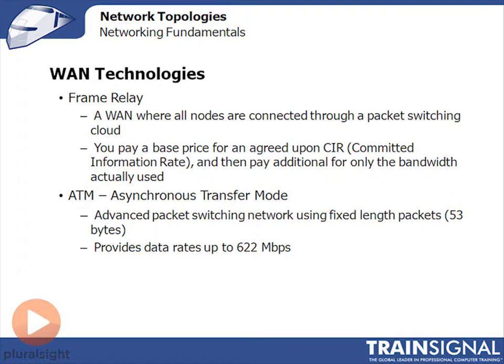We have something called ATM, asynchronous transfer mode. It was an advanced packet switching network using fixed length packets, all 53 bytes. Provides data rates up to 622 megabits per second, and actually we could double that through compression.